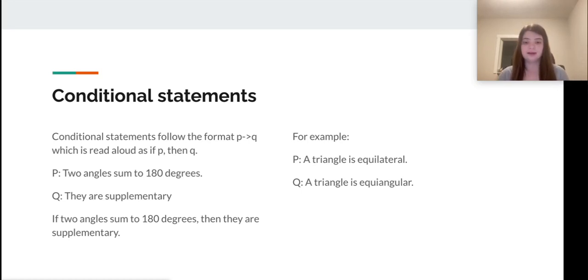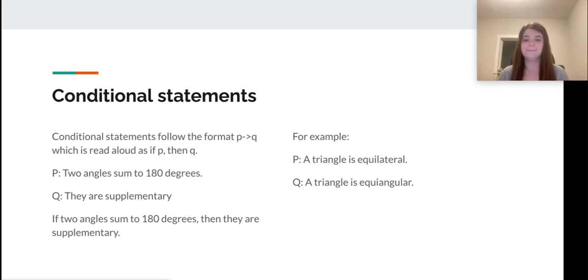Now there's another example here. Let's say P is a triangle is equilateral and Q is a triangle is equiangular. What would the conditional statement be? I'm going to give you a moment to pause and think about what that conditional statement would be, given what we just learned, that all conditional statements go if P, then Q.